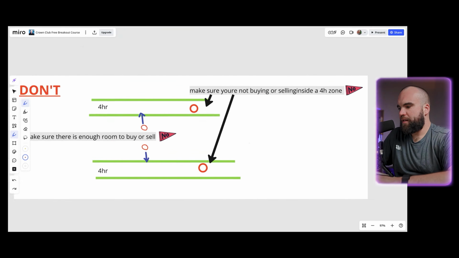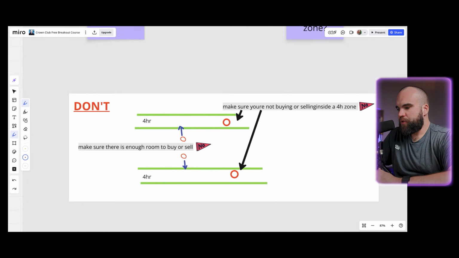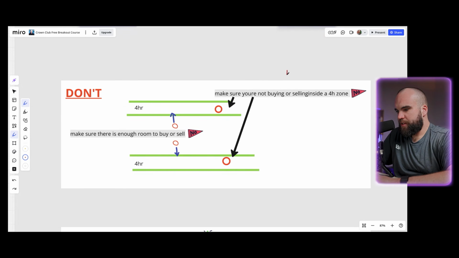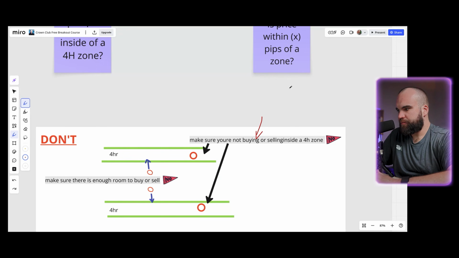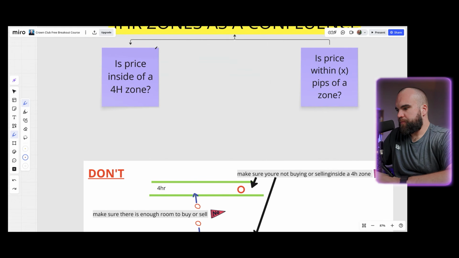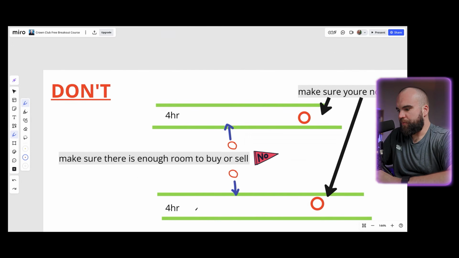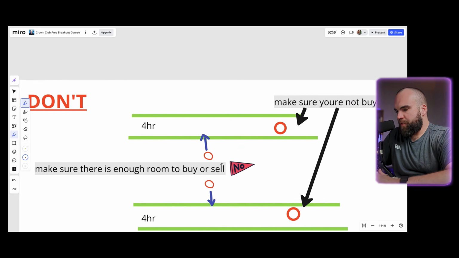So let's have a look at a diagram of what I'm talking about. The first thing you want to make sure is that you're not buying or selling into a 4-hour zone, which is really what we're talking about over here. Okay. Then the other thing is, is price inside of a 4-hour zone? All right. So make sure there is enough room to buy or sell. Meaning, if we're in the middle of this zone and this zone, so over here somewhere, we can take buy trades and we can take sell trades. Okay. Kind of like what's been annotated right here. So if we're in the middle, we can take buy or sell.